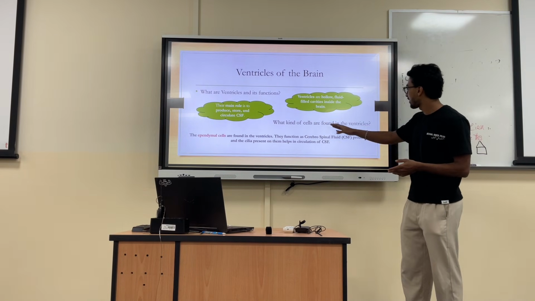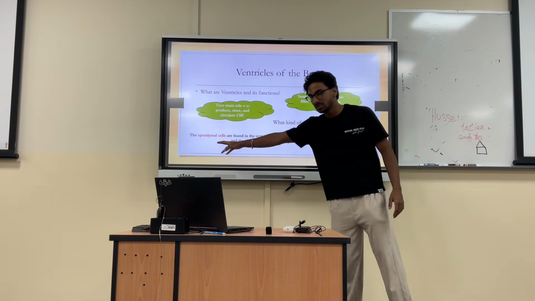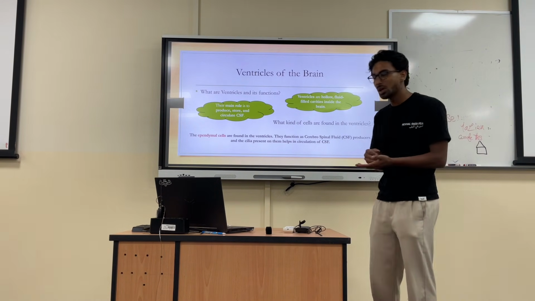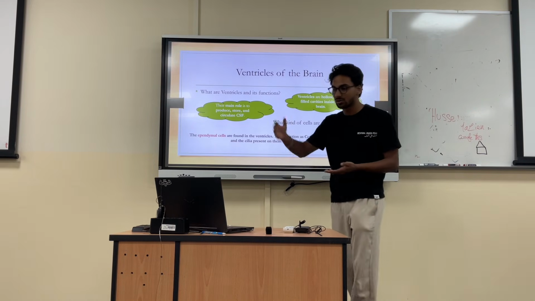What kind of cells are found in the ventricles? The ependymal cells are found in the ventricles. They produce the CSF and have cilia on them, which helps in circulating the CSF throughout the ventricles.